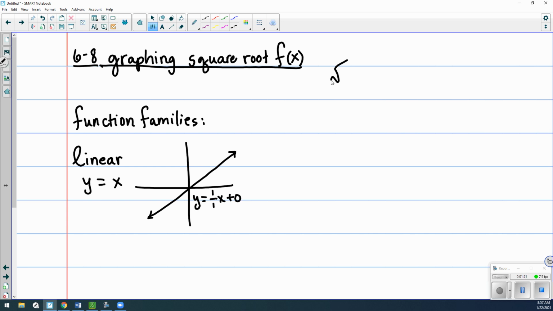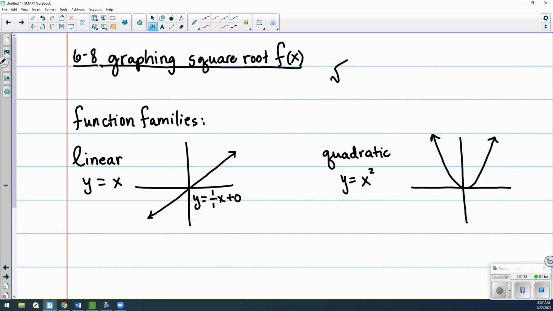The second function family that we've worked with this year, and all through our algebra career, is the quadratic family. And the quadratic family is based on the parent function y equals x squared. We know that the quadratic function family all look like parabolas, U-shaped graphs. And so this is a U-shaped graph that crosses through the origin.